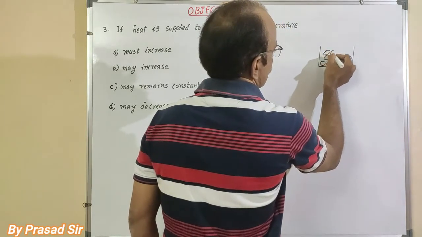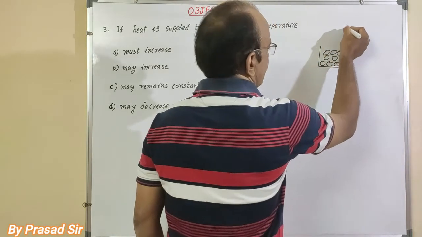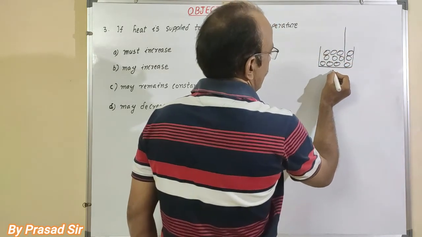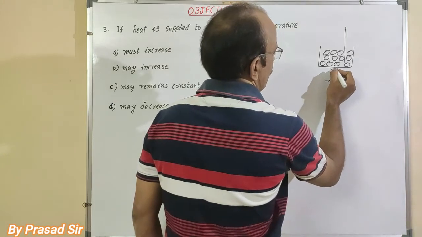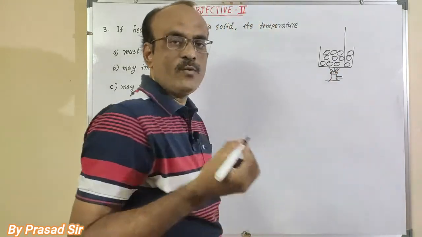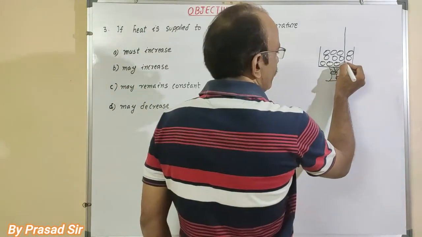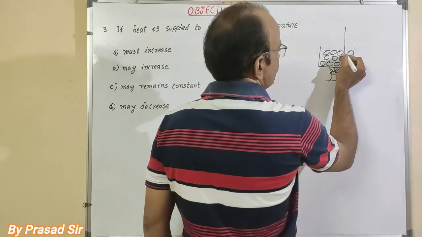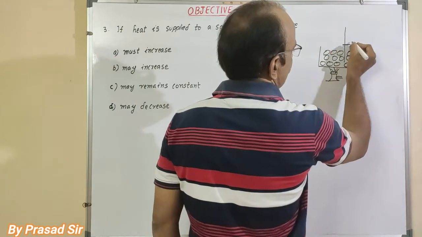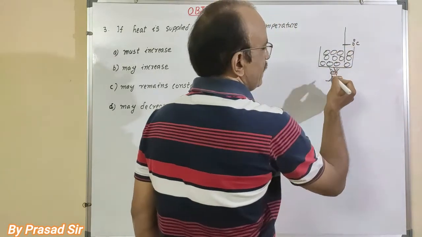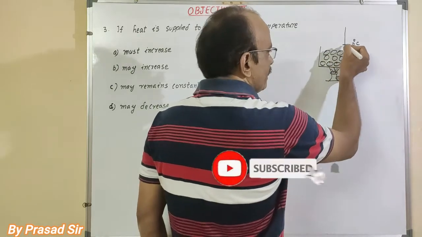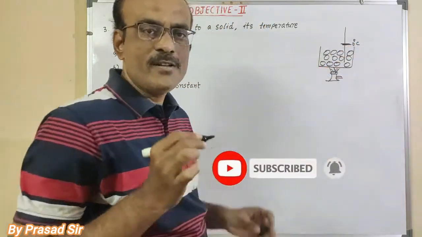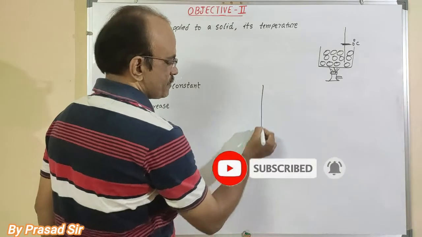Ice cubes are taken in a beaker and one thermometer is inserted, and it is heated by means of a spirit lamp, continuously heating. Then what happens here? Slowly the temperature rises to some particular extent and reaches 0 degrees centigrade. All the ice is converted into water, and that temperature remains constant. So it can be represented like this.